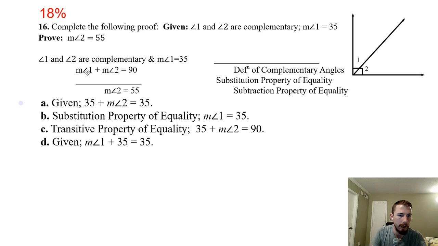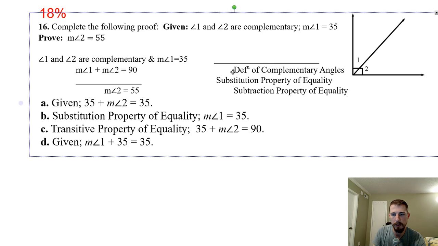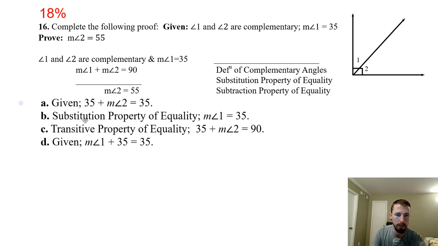Then after that, it looks like angles 1 and 2 are equal to 90. That's because they're complementary. So this is from the definition of what it means to be complementary. So definition of complementary. Let me fix that. It looks a little better now. All right, so that would be definition of complementary.